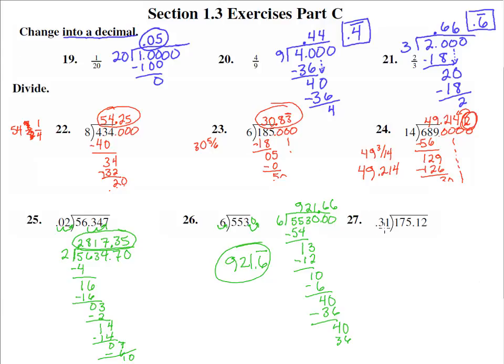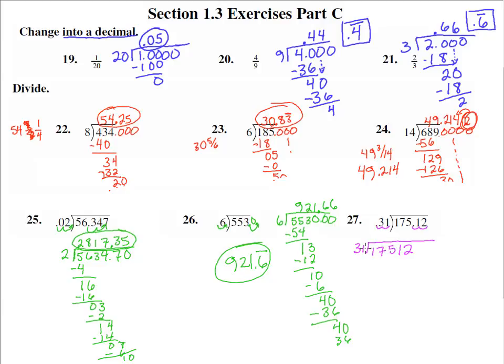This is 0.31 into 175.12. So we're going to go 1, 2 places, 1, 2 places. So the problem that we're really going to do is 31 into 175, 1, 2. So actually 17,512. Ooh, 31 goes into 17. It doesn't.